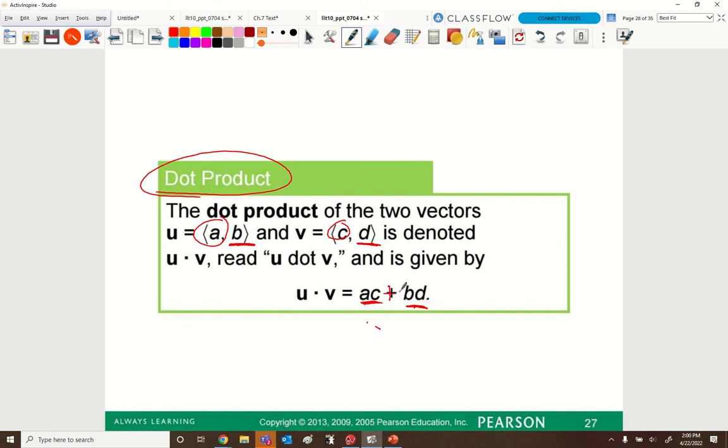Yeah, but then the letters next to each other would multiply, right? Well, they're A times C, which is my x direction times x direction. My BD is my b times d here, right? And then I take those and do what with them? Multiply, add. Add them together.